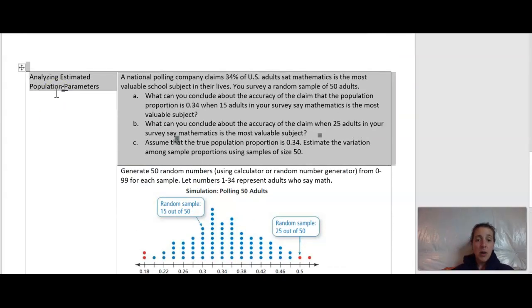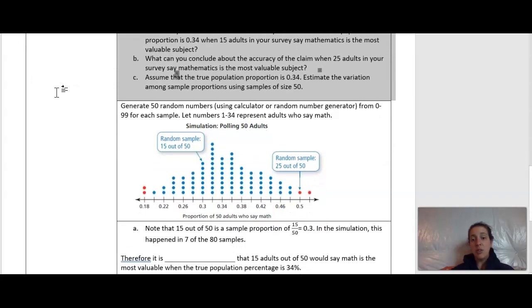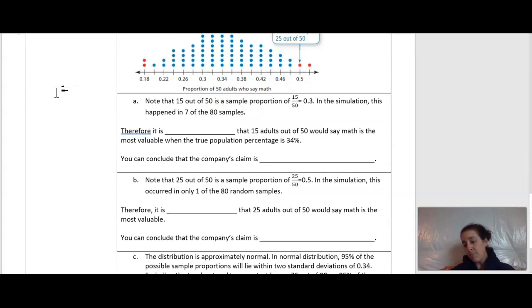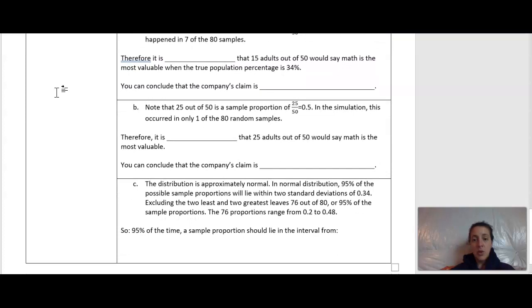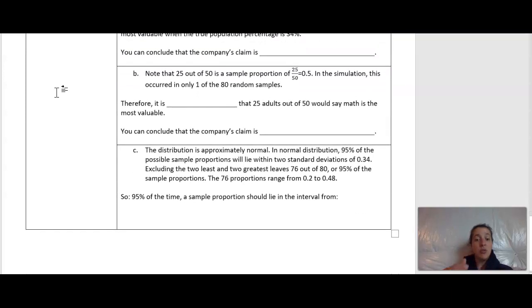Okay. So then part C says, assume that the true population proportion is 0.34. Estimate the variation among the sample proportions using sample size of 50. So in order to do that, I want to look at my distribution. So my distribution's approximately normal. Now go back to what normal distribution looks like. So in normal distribution, 95% of my sample proportions are within 2 standard deviations. So excluding my 2 lowest and my 2 greatest gives me about 95%, right?